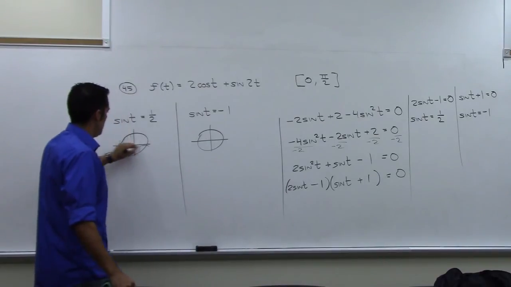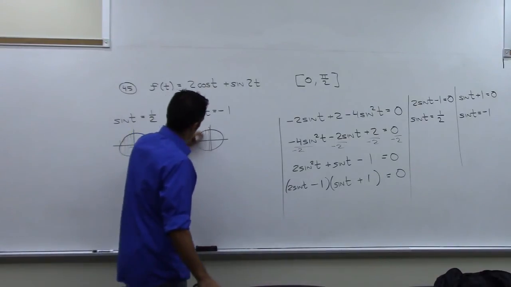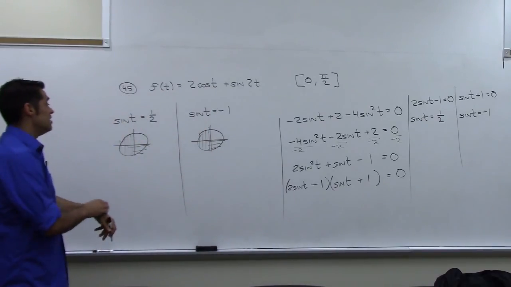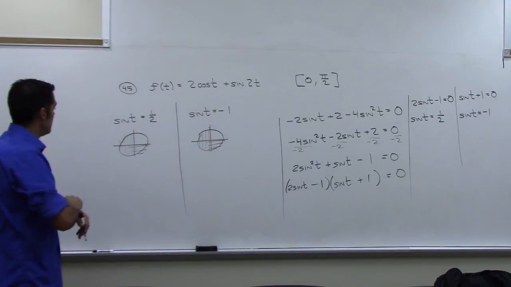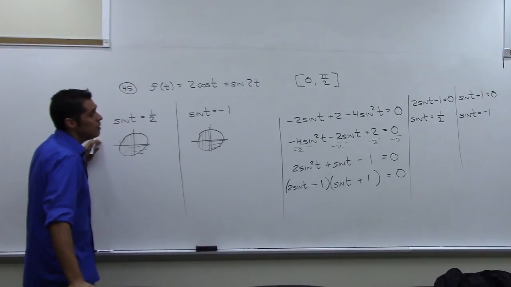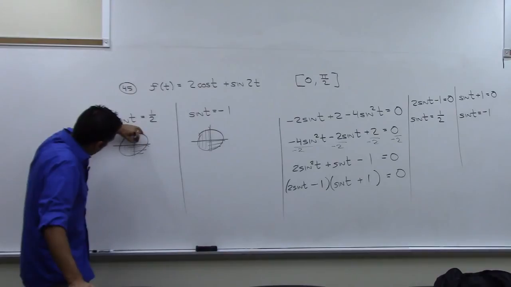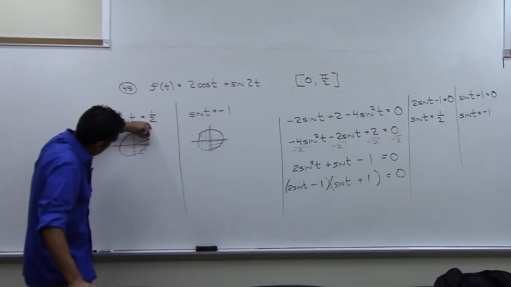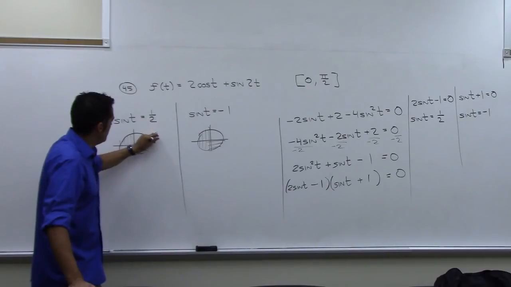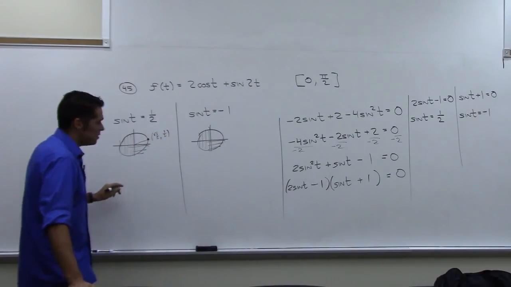I can throw out everything here and here, everything here and here. All right, I don't even need to consider anything outside that interval. So sine of t is a half. That means where's the y coordinate 1/2? That actually does happen. It happens right there. Okay, the x coordinate there is √3/2. The y coordinate is a half. And that angle is pi/6.